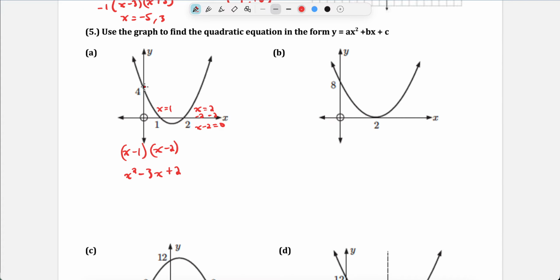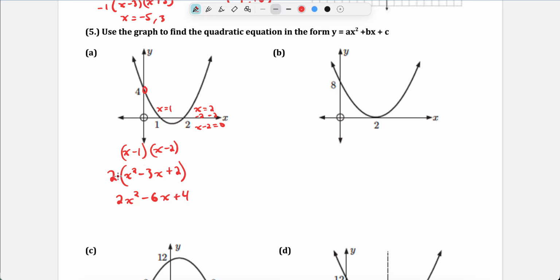Okay, but notice here my y-axis intercept is actually at 4, but this says it's at 2. So what I need to do is just go ahead and multiply by some scalar. In this case, that's going to be 2. So when I do that, I get 2x squared minus 6x plus 4.